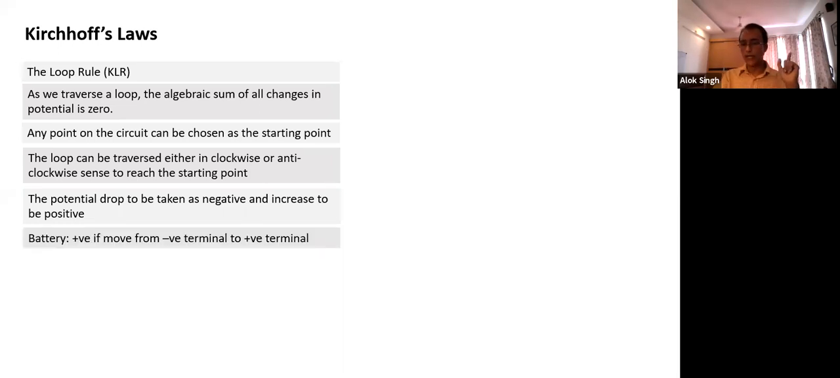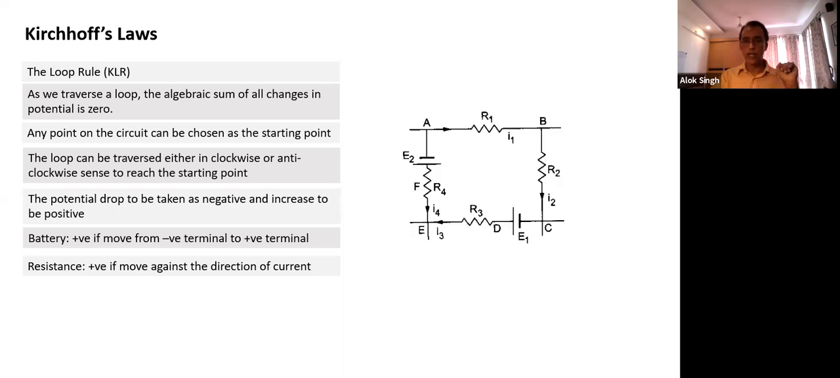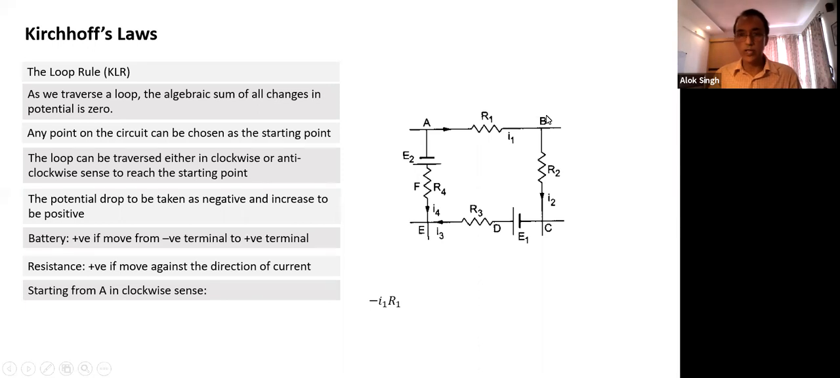For a battery, when we move from the negative terminal to the positive terminal, we take a positive sign, and a resistance is positive when we move against the direction of current. This is the example we had taken last time. I hope all of you recall how to apply Kirchhoff's loop rule. This is just a recap, because this week we are going to use Kirchhoff's loop rule again and again, and next week as well.